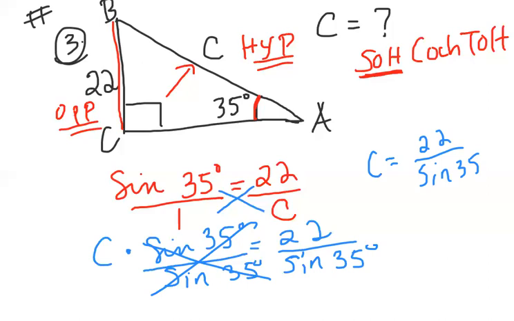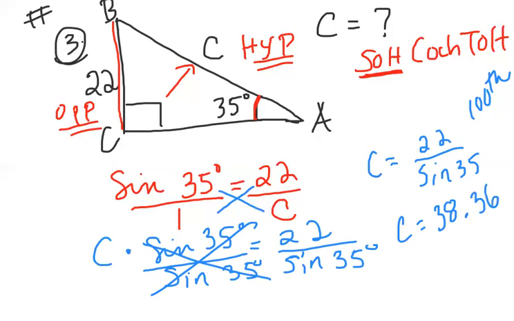So guys, my C value, in order to get it, I'm gonna take 22 divided by sine of 35 degrees. And when you're dealing with a side length, guys, you round it to the nearest hundredth. So be careful with this. So this one is going to come out to be, and this is the C value, the hypotenuse, 38.36, guys. That's the length of the side.